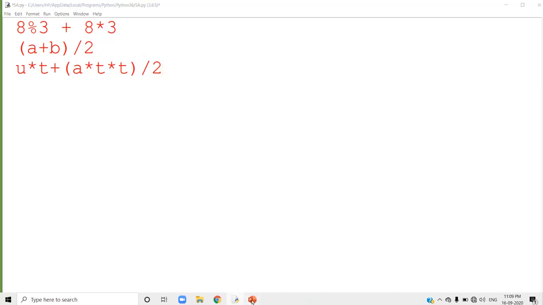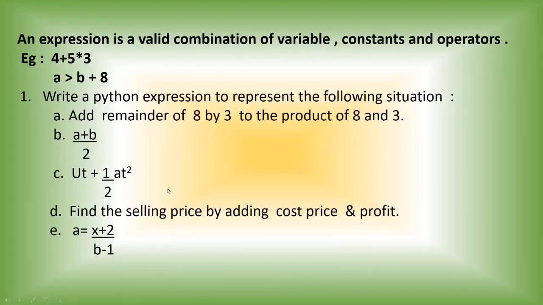What is the next question? Next question is this one. Find the selling price by adding cost price plus profit. So that means you can write selling price is equal to cost price plus profit. Just write as it is: selling price is equal to cost price plus profit.